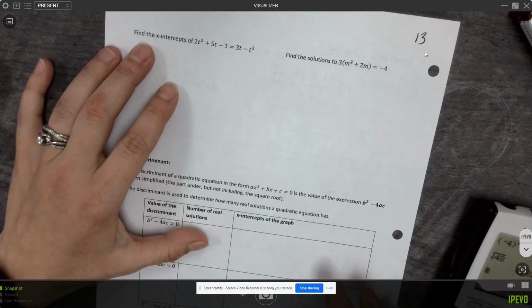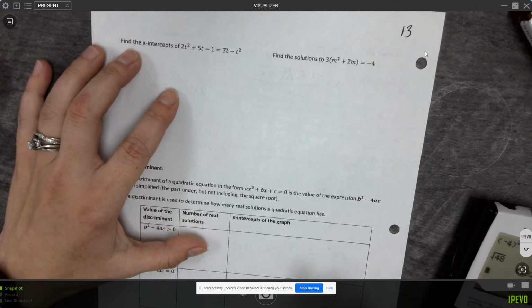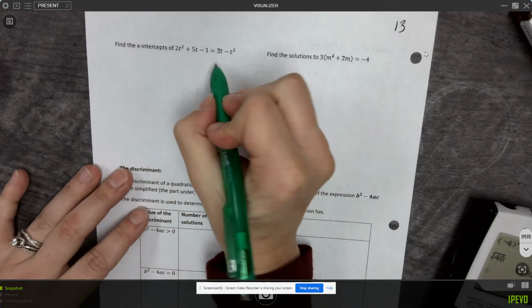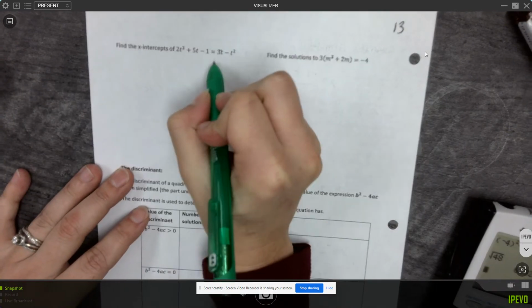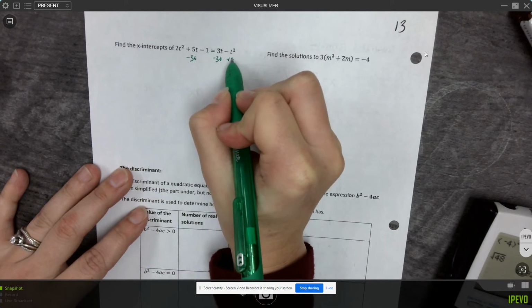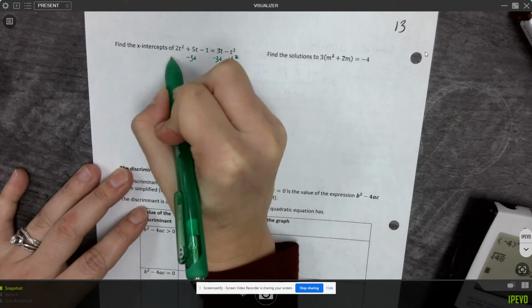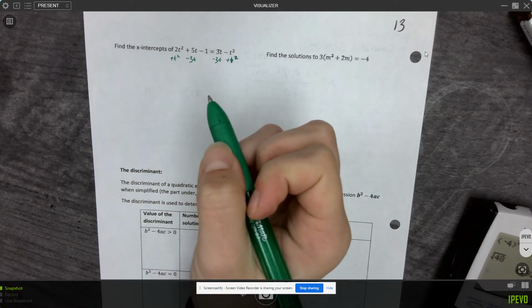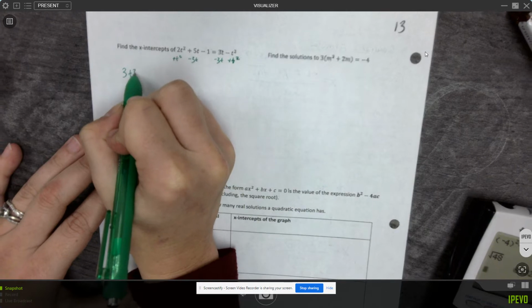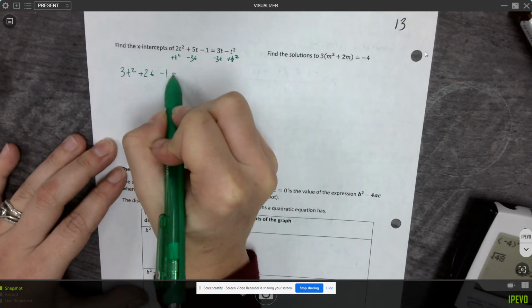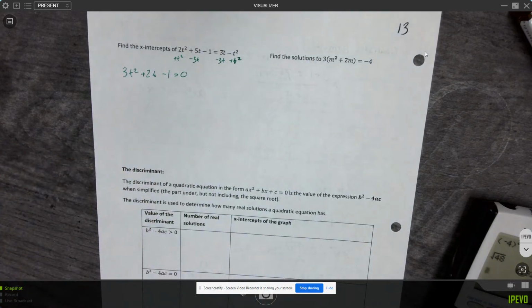Find your x-intercepts. Same question. I need to find my solutions. I need to get set equal to 0. So I need to get rid of this 3t minus t squared. So 3t gets subtracted from the 5t, and the t squared, since it's negative, I need to add it. So 2t squared plus t squared is 3t squared. 5t minus 3t is 2t. Minus 1 doesn't change, equaling 0.